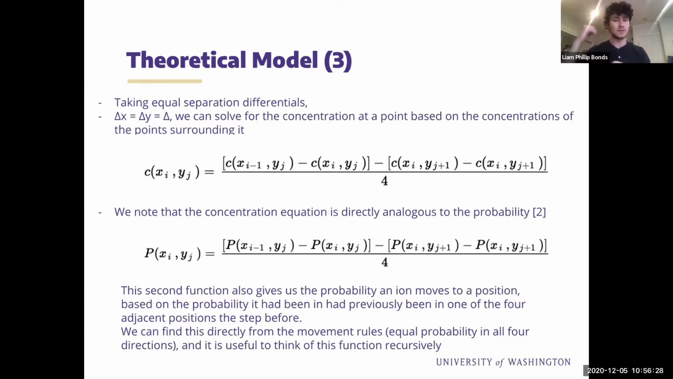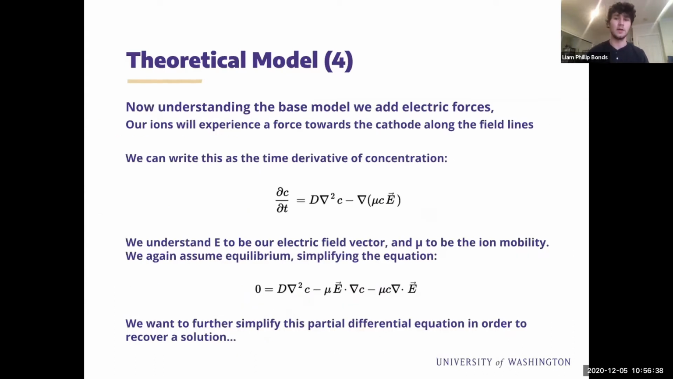So, if it's been in one position, it has an equal chance of being in all the 4 positions because we have not yet induced the electromagnetic force. And so that's what we do next. Now that we're going to add electric forces, our diffusion equation actually becomes this equation that includes the field. It's the time derivative of concentration, where mu is the ion mobility and E is our electric field vector.